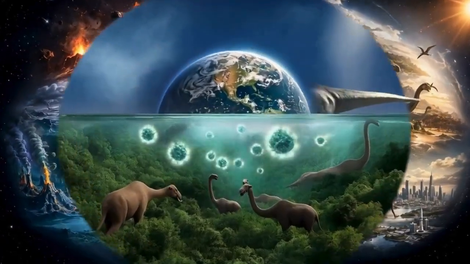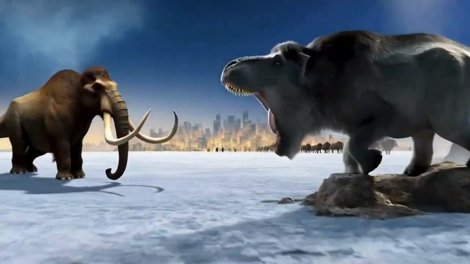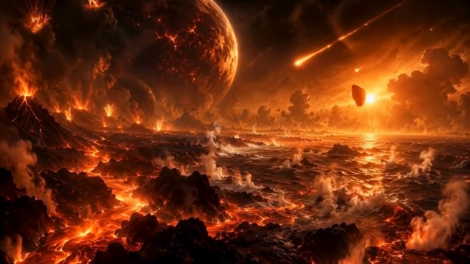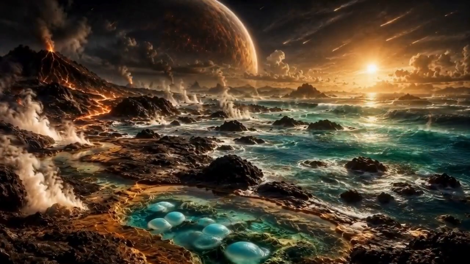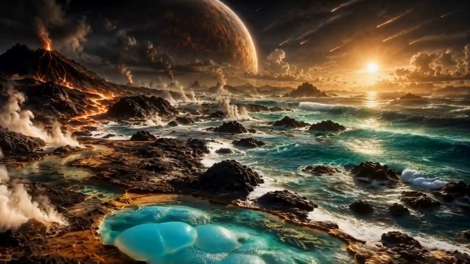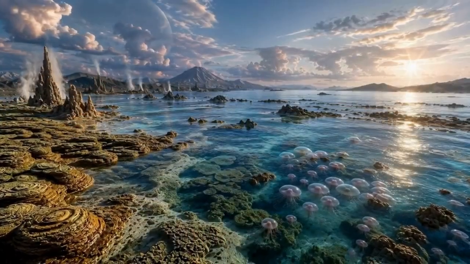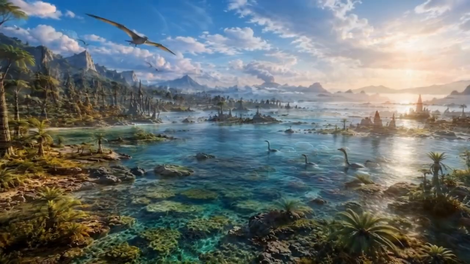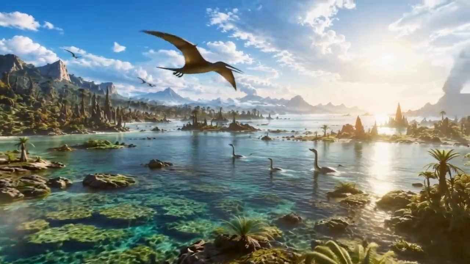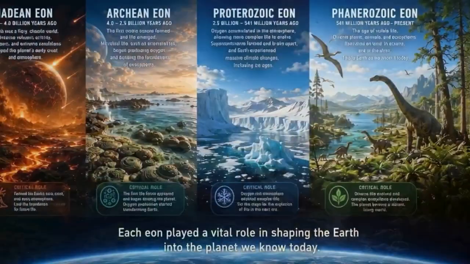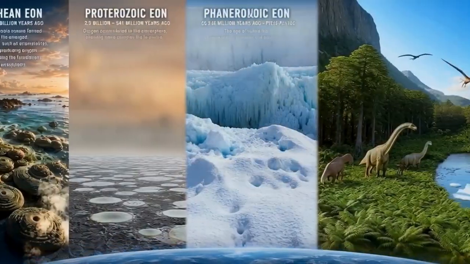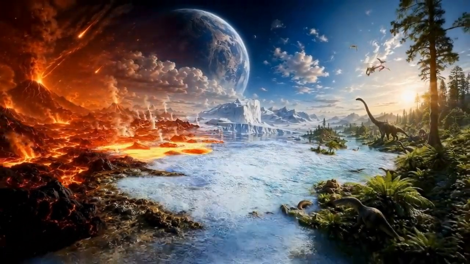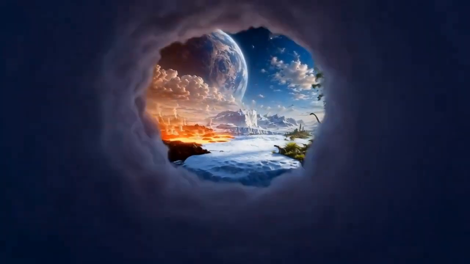Throughout our journey, we will explore the four major geological eras that shaped Earth's history. Hadean Eon, 4.6 to 4.0 billion years ago. The Archean Eon, 4.0 to 2.5 billion years ago. The Proterozoic Eon, 2.5 billion to 541 million years ago. The Phanerozoic Eon, 541 million years ago to present. Each of these played a crucial role in shaping our planet into the world we know today. If you're ready, let's travel back billions of years and begin our journey to the earliest days of Earth.